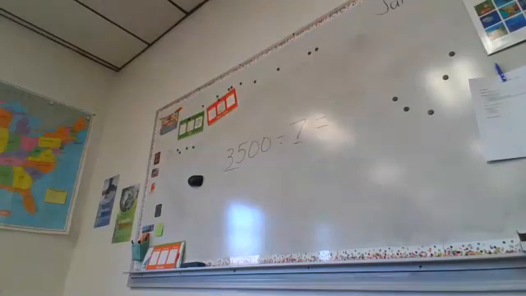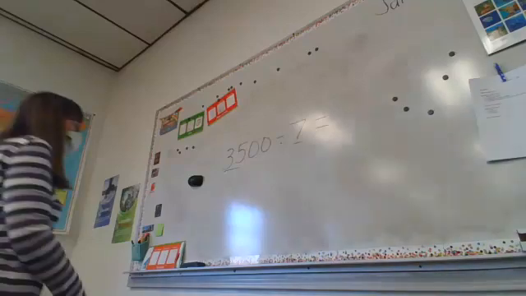Are you doing 35 times 7? We're doing 35 divided by 7. Not times. 35 divided by 7. In other words, 7 times what gives you 35?